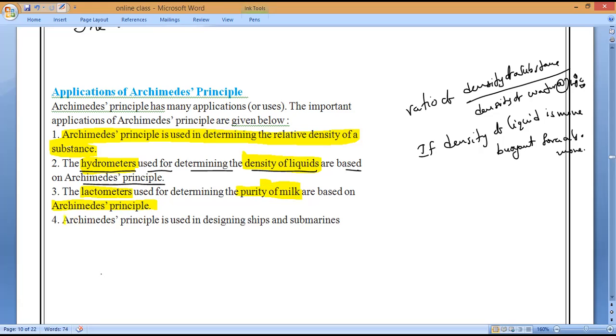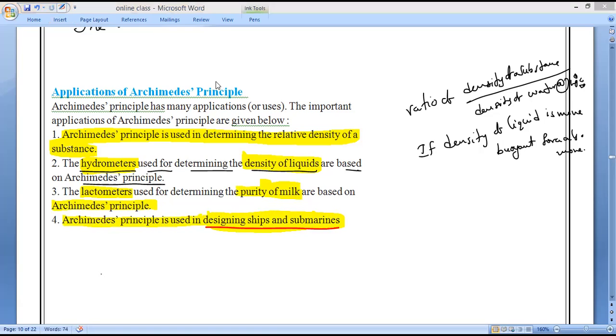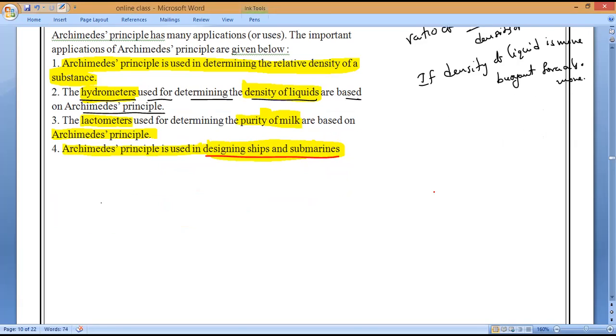That is, Archimedes principle is used in designing ships and submarines. This is of major importance, with wide applications in our daily life, designing ships as well as submarines. So please note it down, and all should know the importance and applications of Archimedes principle. Okay. So totally how many applications do we have? Four. So four you should learn.